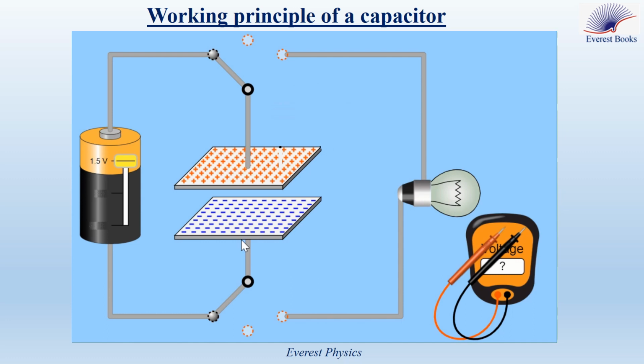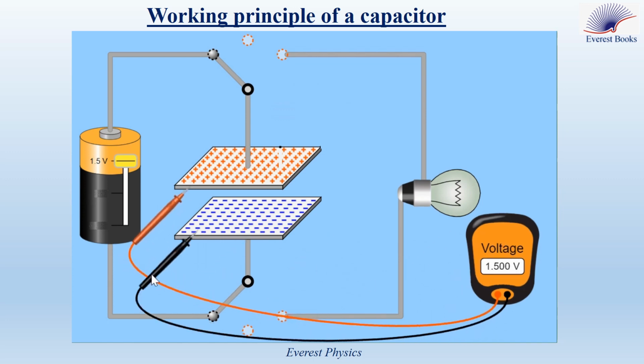Electric equilibrium is attained when there is no transfer of electrons between the battery and the capacitor. Now, since we have an accumulation of charges on the two plates of the capacitor, a potential difference is created between these two plates. Let's measure this potential difference using the voltmeter. We observe that the voltmeter measures a voltage of 1.5 volts, equal to that of the battery.